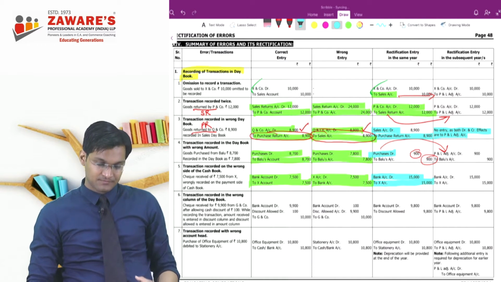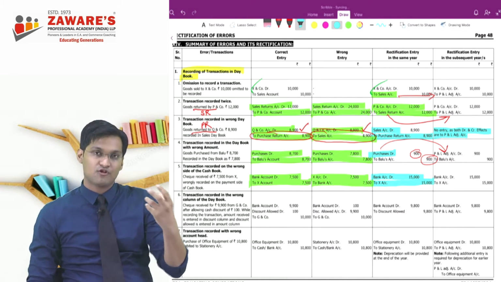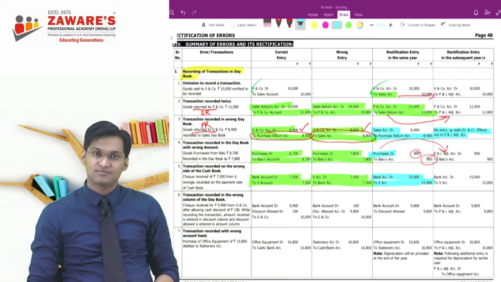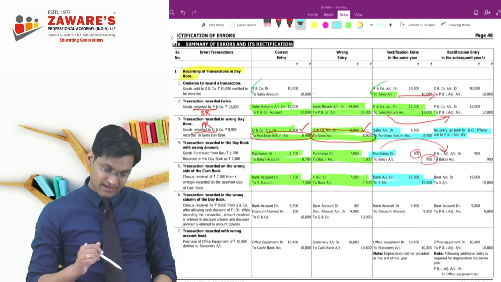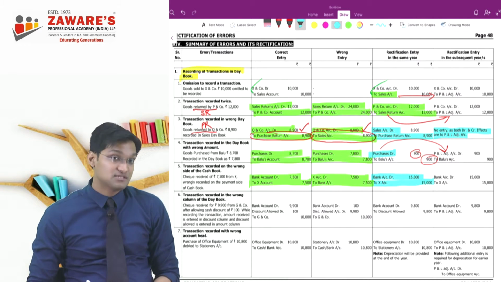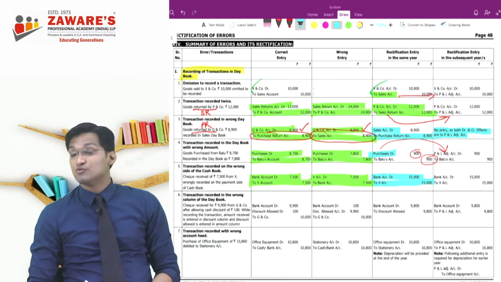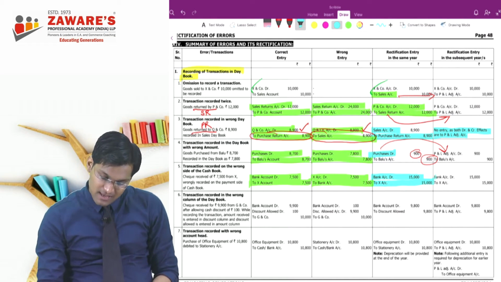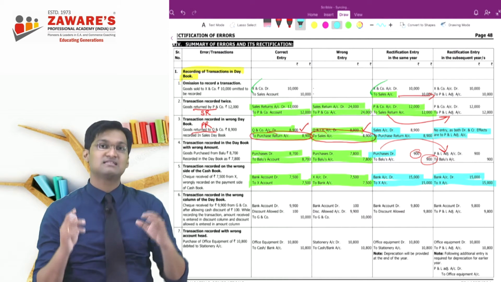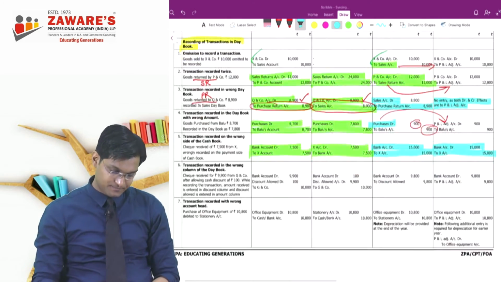15,000 rupees. Now if this error is rectified in the subsequent year, your nominal accounts will be replaced with P&L adjustment account. But if you see this rectification entry, bank account debit to X account, they both are personal accounts. So that means there is no nominal account. So when there is no nominal account, the same entry you will pass even if the error is rectified in the subsequent year. Please understand.